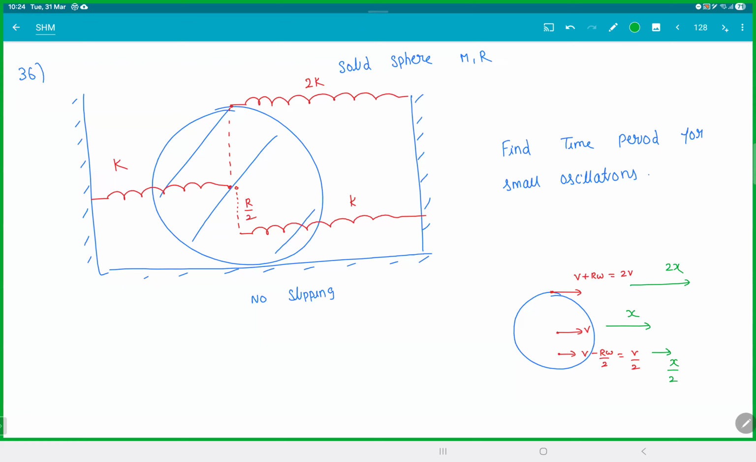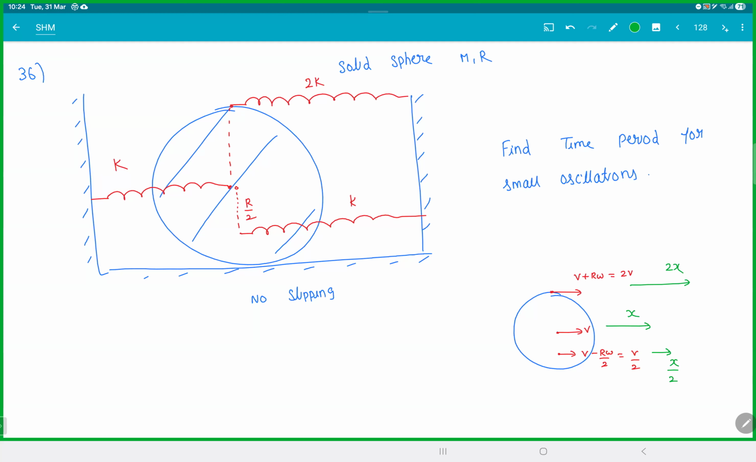So if you push this solid sphere by x to the right side, the three springs will have three different compressions and elongations. If you have taken all of them to be x, you're gone. That's the first thing you should have realized. Now can you solve? I'll give you a minute more.